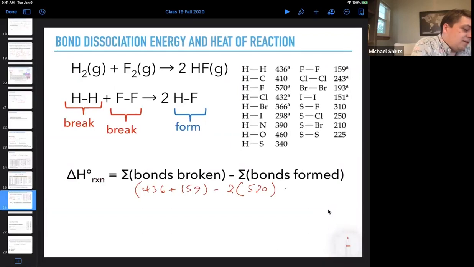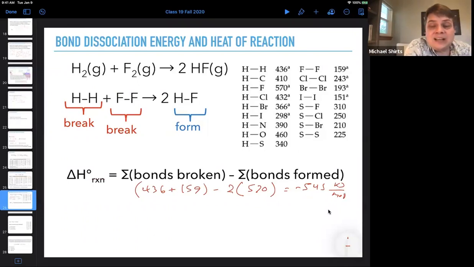And so if we add those all together, we get minus 545 kilojoules per mole. And that is an exothermic process. We're going downhill in energy. It's much more stable to have HF than to have individual hydrogen and fluorine. And so therefore, it's an exothermic process, and energy is given off into the environment in that case.